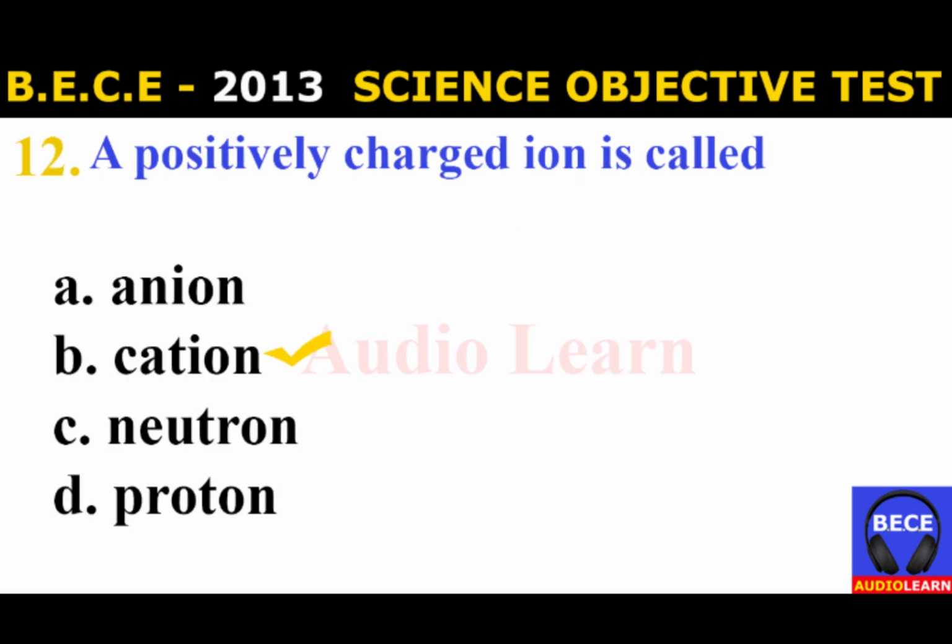Number 12. A positively charged ion is called A. Anion. B. Cation. C. Neutron. D. Proton. And the answer is B. Cation. A positively charged ion is called cation.